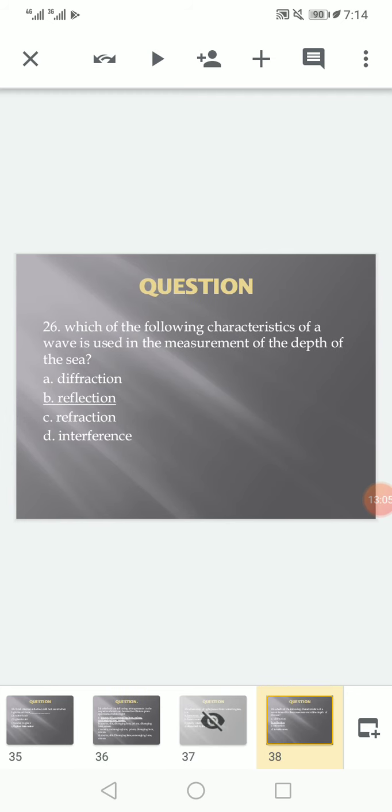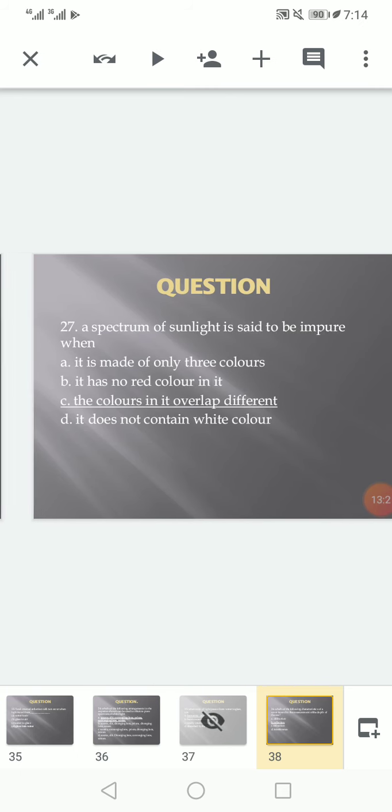26. Which of the following characteristics of wave is used in measuring the depth of the sea? We have diffraction, reflection, refraction, and interference. The answer is reflection. Again, which of the following characteristics of wave is used in the measurement of the depth of sea? The characteristic used in measuring the depth of the sea is reflection.